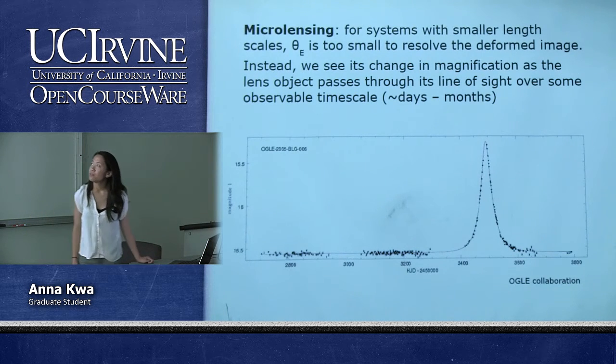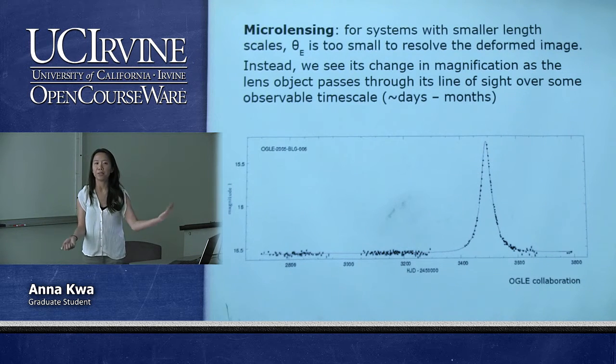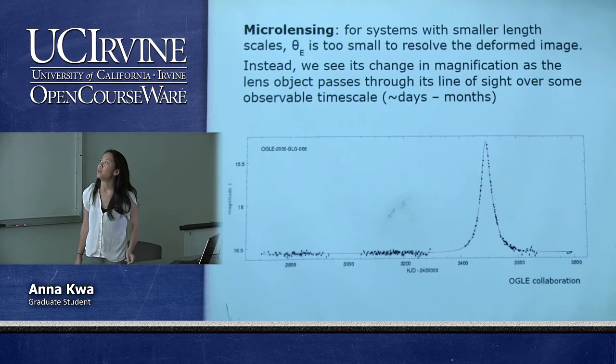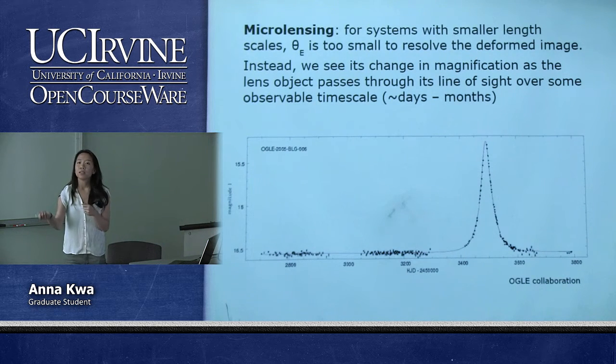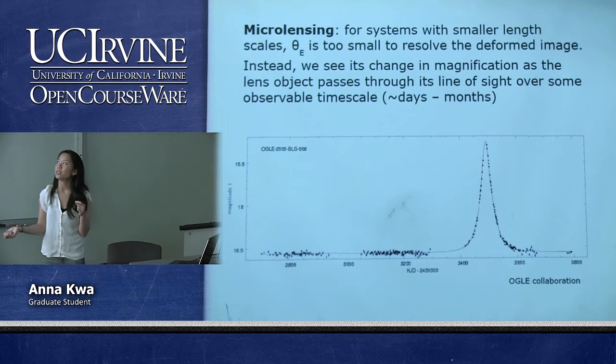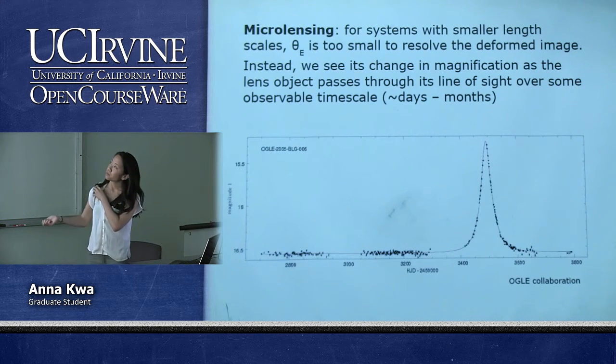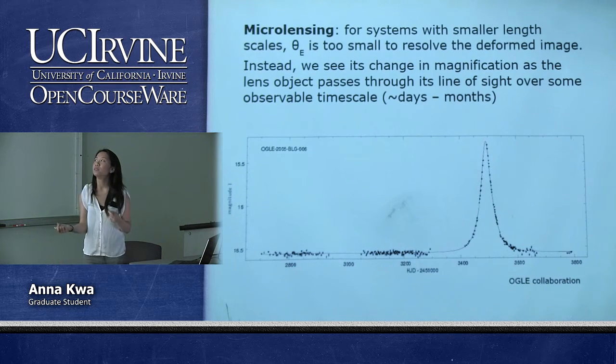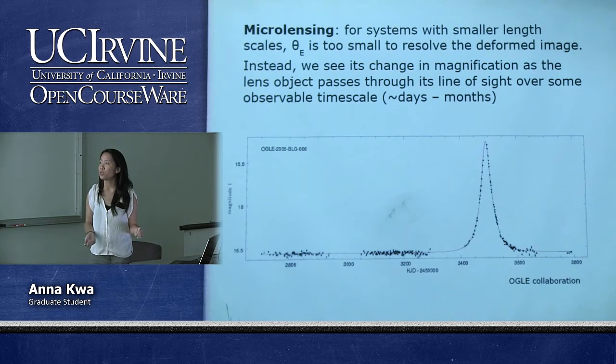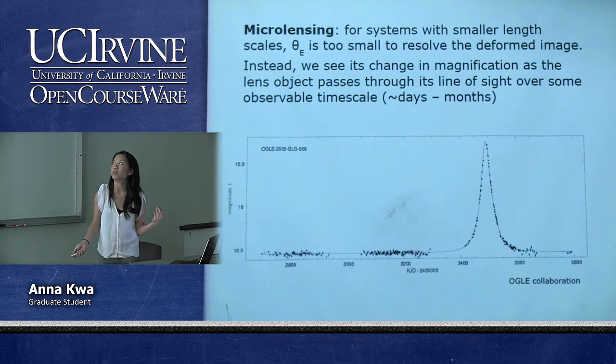The last example of gravitational lensing is microlensing. For the larger scale types like weak lensing and strong lensing, the distances are far enough that you're not going to notice any change in your image, because even if the lens is passing in front of the source, it's happening on a very long, unobservable timescale. Microlensing deals with systems that are closer together, so the timescales are short enough that we will see some change in the image. But because these systems are pretty close, you can't resolve the Einstein radius, or the Einstein radius is very small. So what we actually observe is the change in magnification, or the change in brightness of the image.